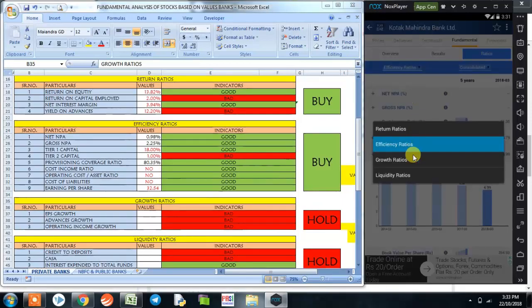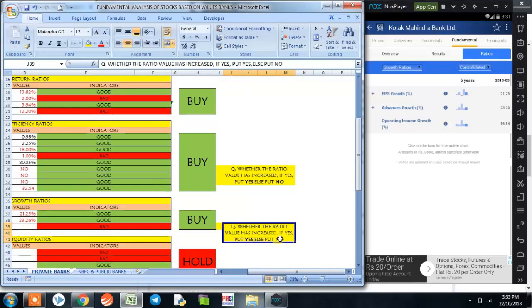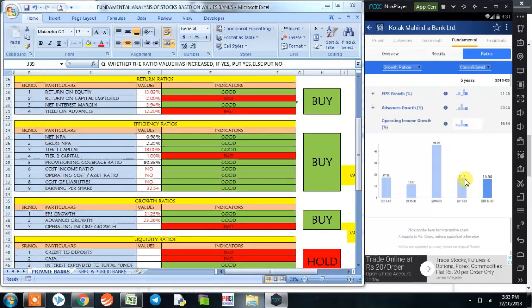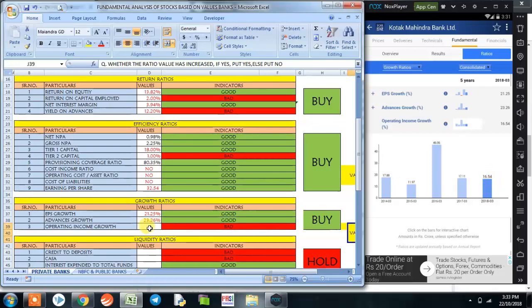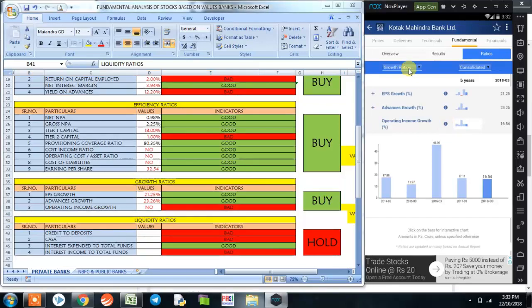Coming on to growth ratios, the first parameter is EPS growth, which is 21.25. Advances growth is 23.26, and for operating income growth we again have to satisfy a condition, that is if it has increased put yes, if it has decreased put no. So here when we click on the bar, we could see that from 17.11 to 16.54 it has decreased, so we'll put no here. So we could see here that the growth ratio has given us a signal to buy the stock at this point of time.